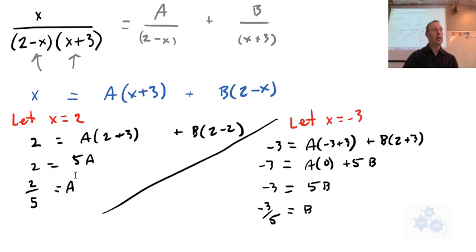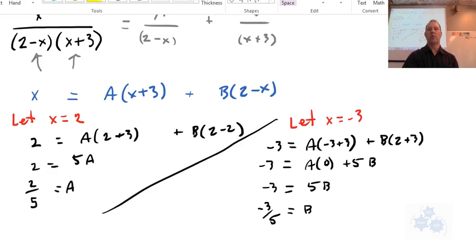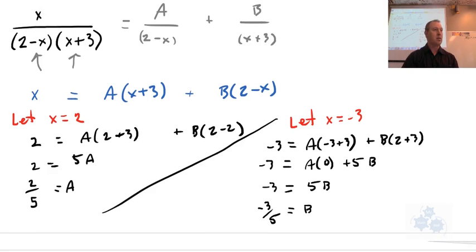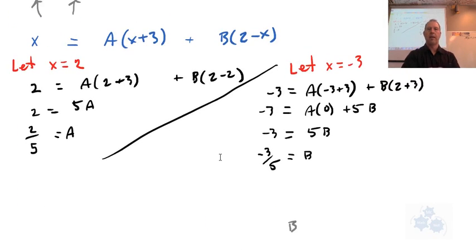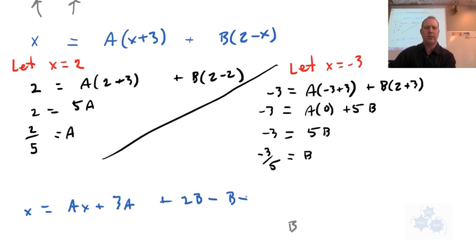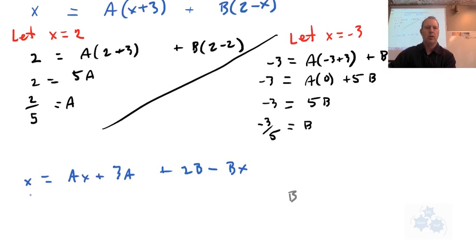Oh, you equated? Okay, I tell you what. Why don't we just do that real quick? You equated the coefficients, okay? Okay, let's just see here. So what you did, I guess you expanded this out. So we have x equals ax plus 3a plus 2b minus bx. Okay, so then we've got x equals a minus b times x, right?